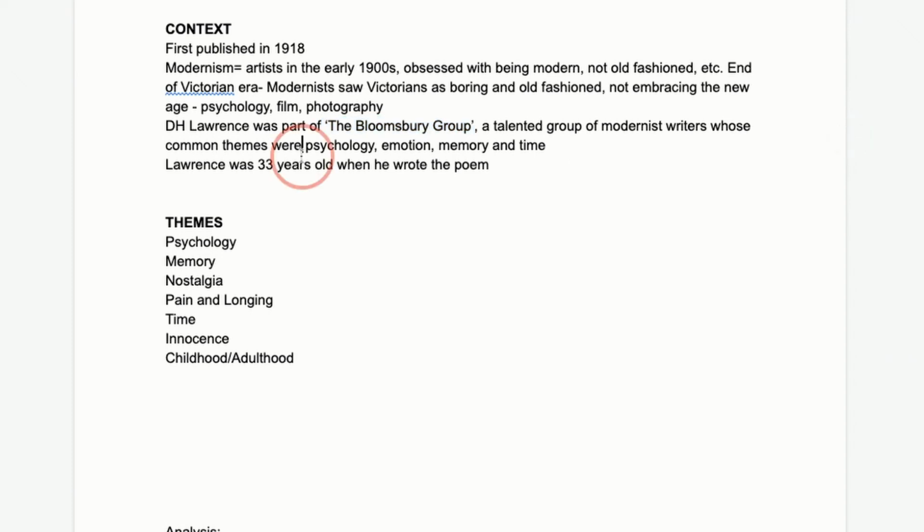But yeah, again, they're interested in psychology, emotion, memory, time, that kind of thing. Yeah, and they live in Bloomsbury, which is a nice area in London. If you're ever in London, do visit it. It's beautiful.